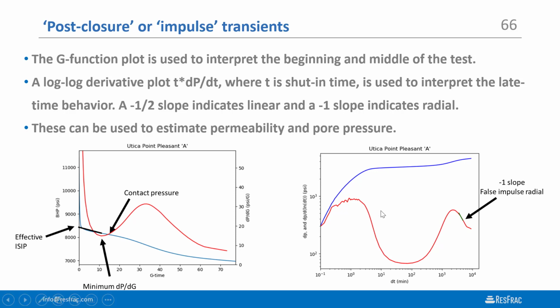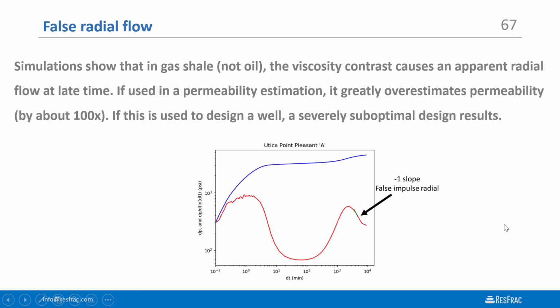Okay, the beauty of taking the derivative with respect to actual shut-in time is that there's a very clean physical, mathematical meaning. If there's a -1 slope, that means that this pressure change is scaling with time to the -1. If it has a -1/2 slope, it means that the pressure change is scaling like time to the -1/2. And generally speaking, a -1 slope is conventionally interpreted as representing radial flow, and a -1/2 slope is conventionally interpreted as representing linear flow.